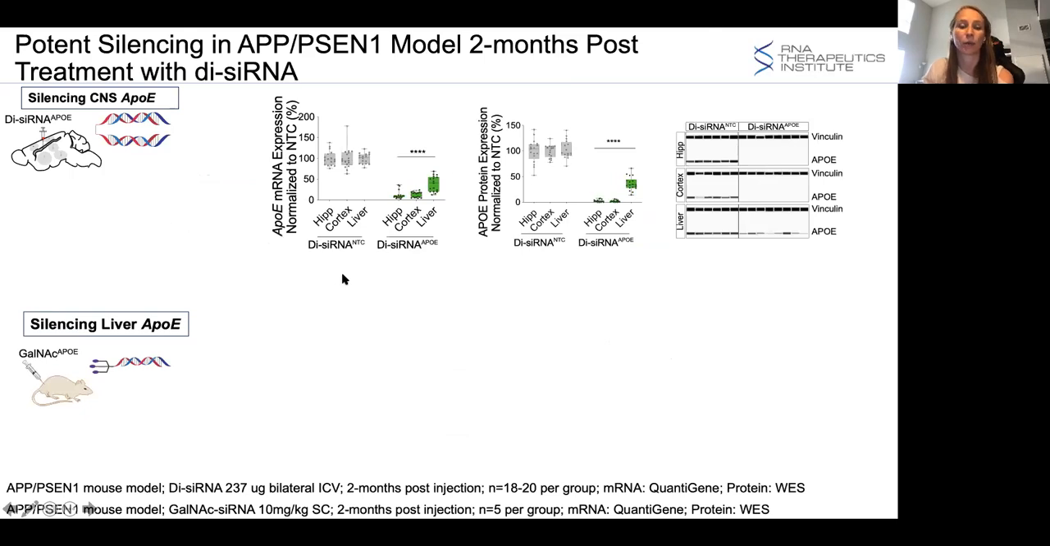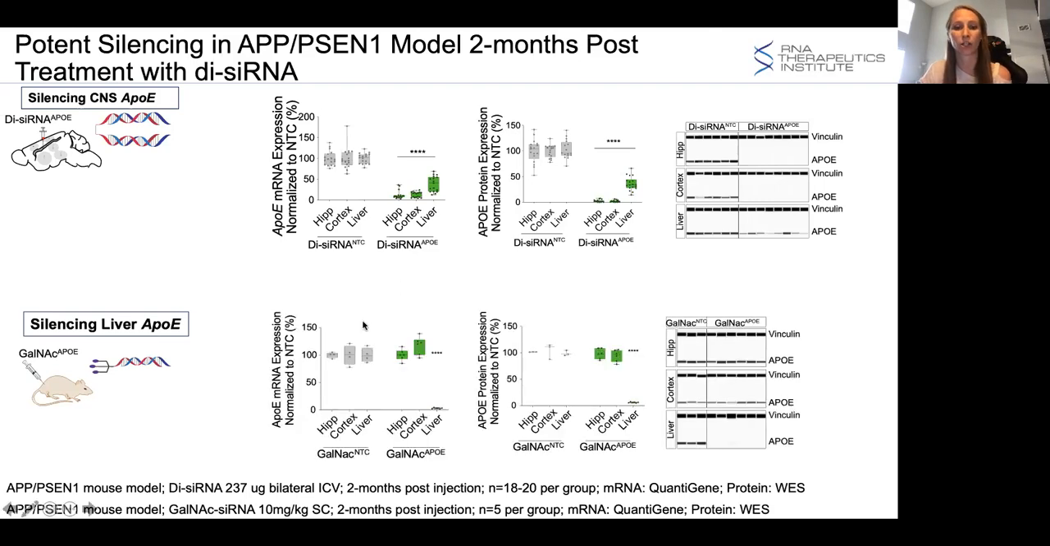We first evaluated animals for mRNA and protein expression after treatment with the di-siRNA. And as you can see here in the hippocampus and cortex, we have potent knockdown of APOE mRNA and APOE protein 2 months post-injection. We do see some silencing of liver APOE, approximately 50% at this time point, where we believe the di-siRNA to be cleared. In our second group that we injected with GalNAc conjugated siRNAs, we have potent silencing of hepatic APOE mRNA and protein 2 months post-injection with no impact on brain APOE expression.